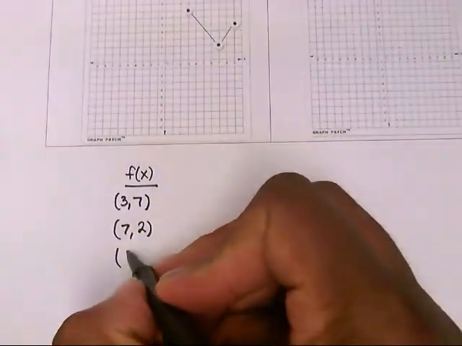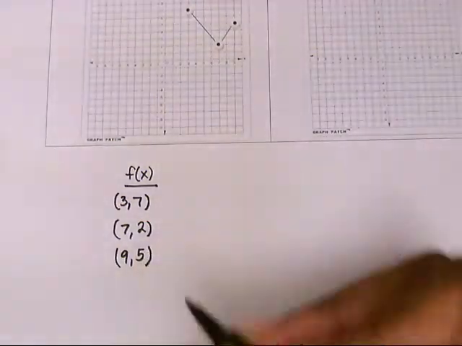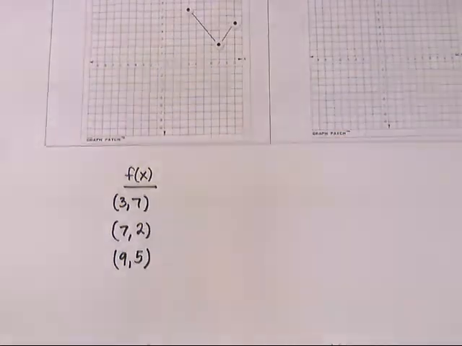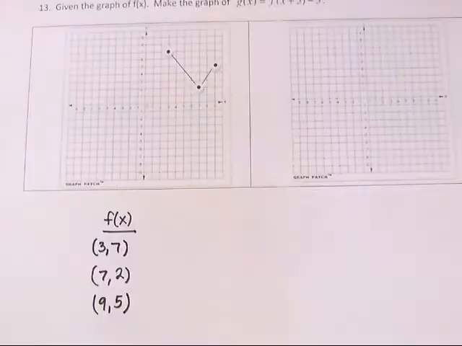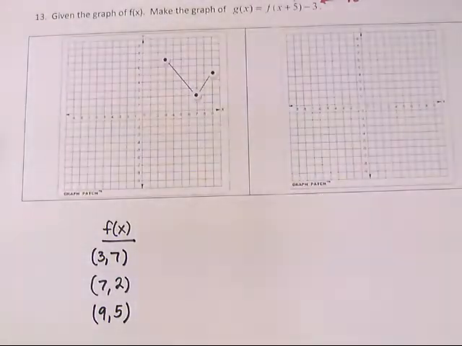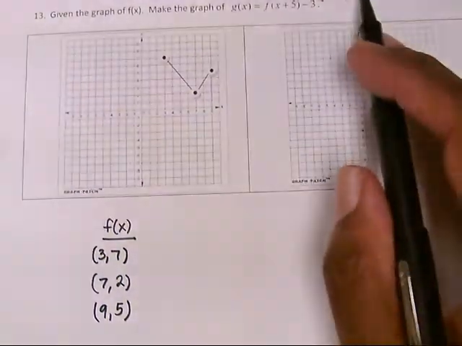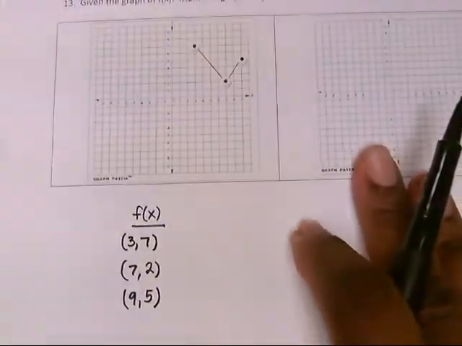Yep, 9 and 5. So those are my ordered pairs for the graph of y equals f of x, as you can see here. Now, I do the horizontal shift first, okay?